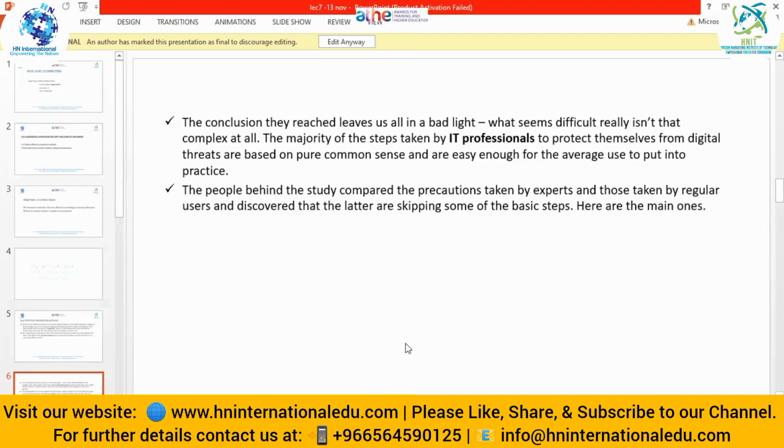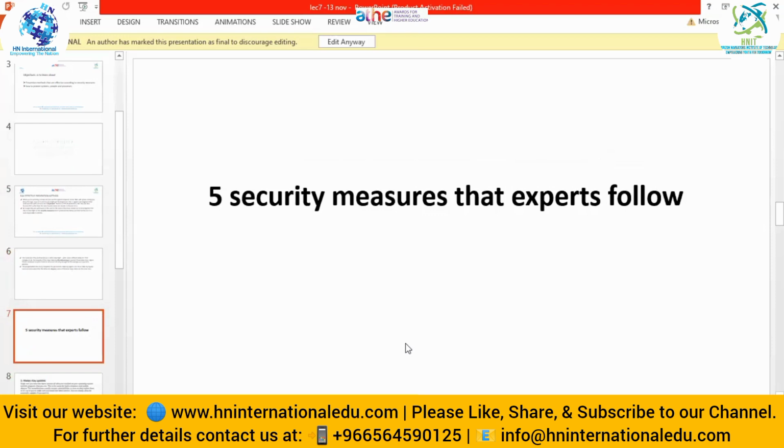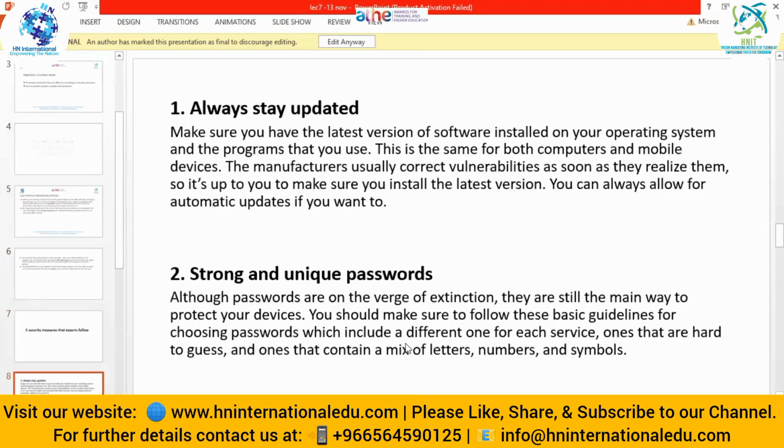Now, the majority of the steps taken by IT professionals to protect themselves from digital threats are based on pure common sense and are easy enough for the average user to put into practice. The people behind the study compared the precautions taken by experts and those taken by regular users and discovered that the latter are skipping some of the basic steps. Now, what are the basic steps a person needs to follow to be secure? There are five security measures that experts follow.